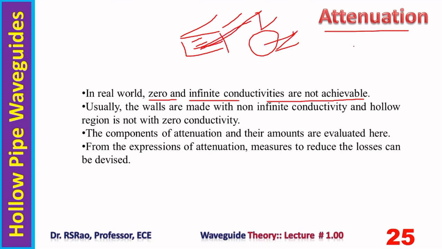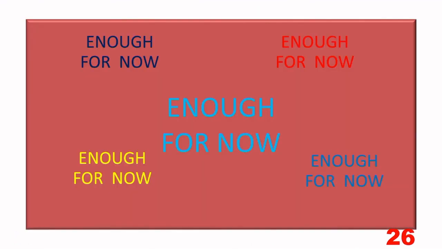How much attenuation it undergoes while it is traveling, that aspect is studied under attenuation. Attenuation has several components. Their amounts are evaluated here. From the expressions of attenuation, measures to reduce the losses can be taken. This is the overall picture regarding the analysis, a bird's eye view of the hollow pipe waveguide theory. Analysis specific to particular structures is undertaken in the coming sessions.